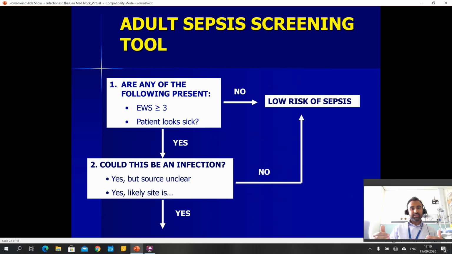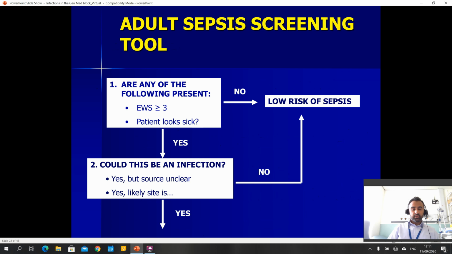So how do we recognize sepsis? Well, on any ward that you go, you will find the adult sepsis screening tool. And you'll be expected to know this. So anyone could have sepsis, and that's a difficult thing to get your head around sometimes. We may well overdiagnose sepsis, but the trust feels that it's better to overdiagnose than underdiagnose.